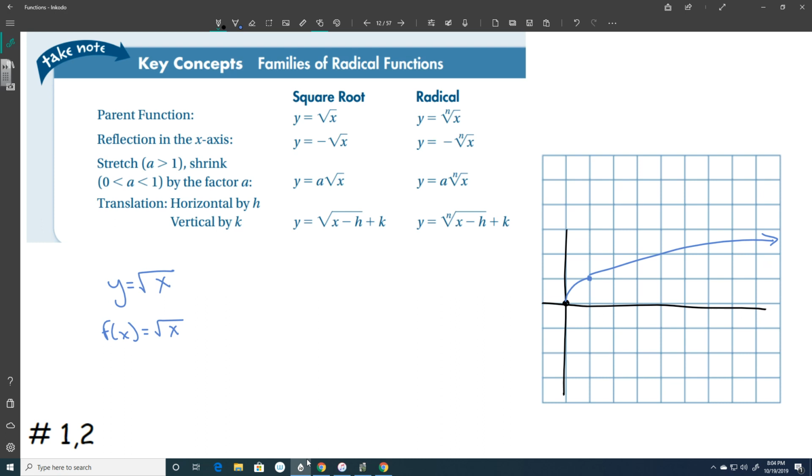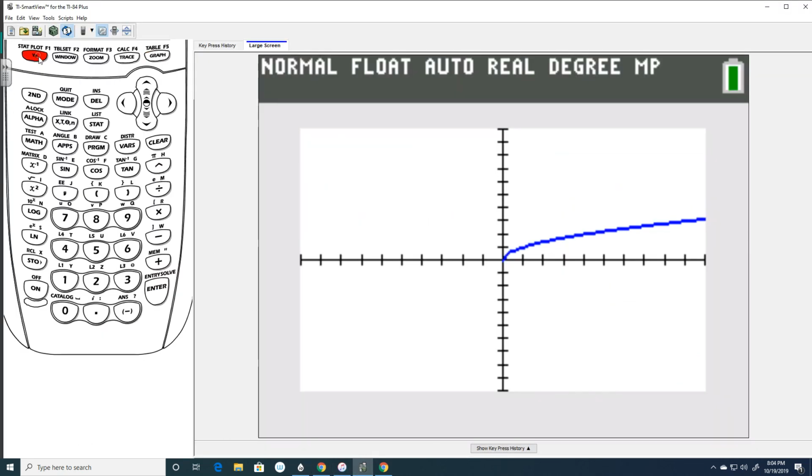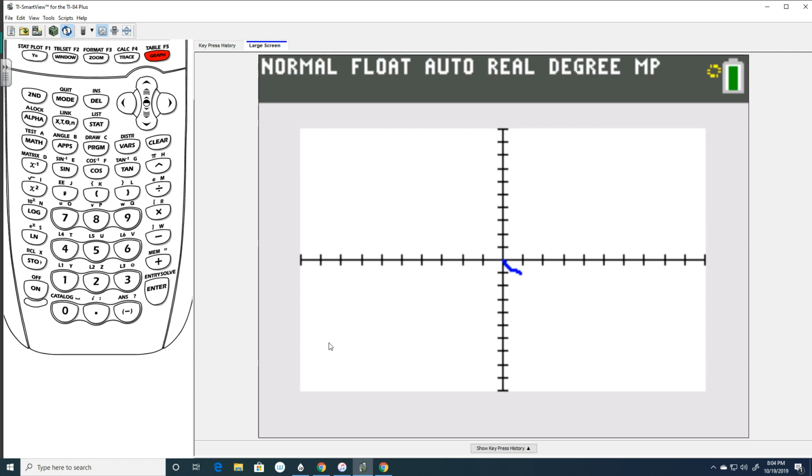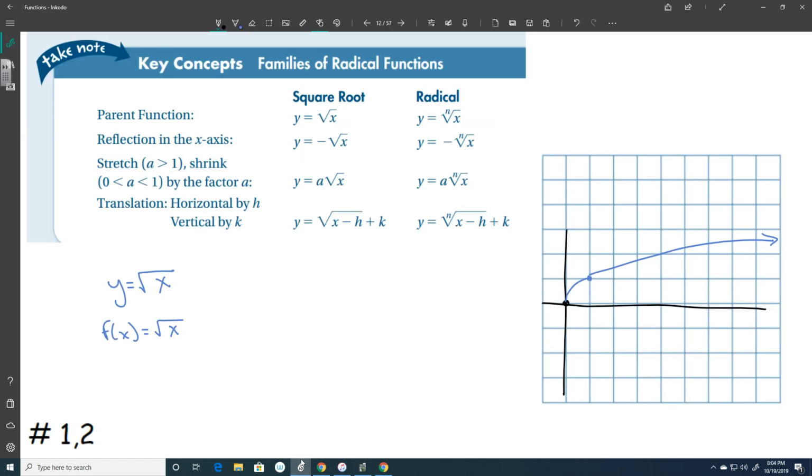If I put a negative in front of the square root, that's going to flip it over. So if I go to my y equals and I change this, if I insert a negative sign, all that does is flip my graph upside down. Okay? And that's what it tells you right here. Reflect in the x-axis. If you want to write flip over, right there you can. So the negative is going to make it flip over.